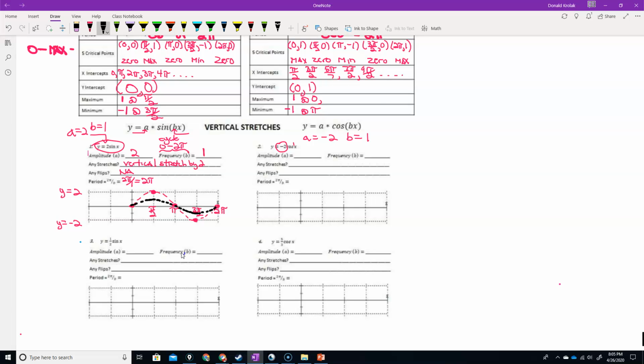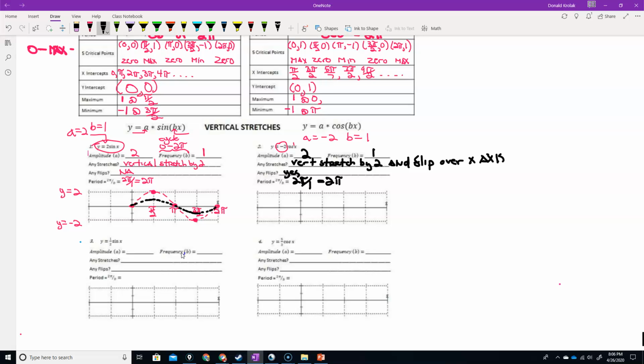Okay, so for cosine, negative 2 cosine x, my amplitude is still 2, except it's getting flipped. Frequency is 1. It's getting vertically stretched by a factor of 2. And it's getting flipped because of the negative. Okay, so this does have a flip. Okay, the period is 2 pi divided by 1, which is just 2 pi.